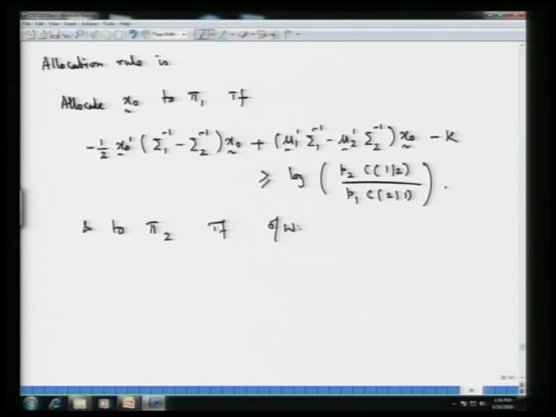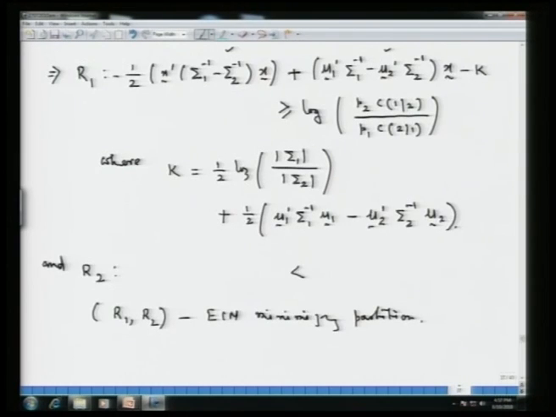and to pi 2 if it is otherwise. Now, once again you see that this particular expression involves quantities like mu 1, mu 2, sigma 1, sigma 2. One would need to replace those by the corresponding sample estimates. Also, just to note that this involves a quadratic term, and hence such a discriminant function is called a quadratic discriminant function.